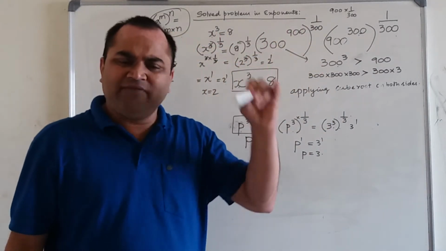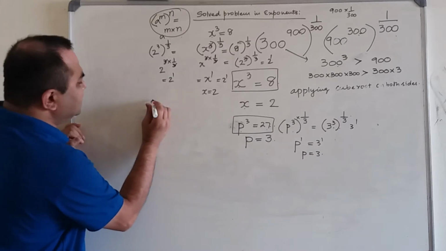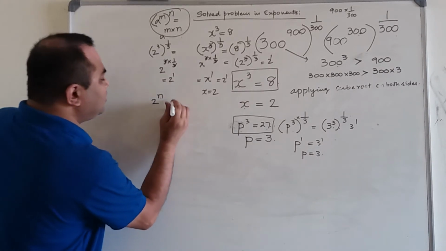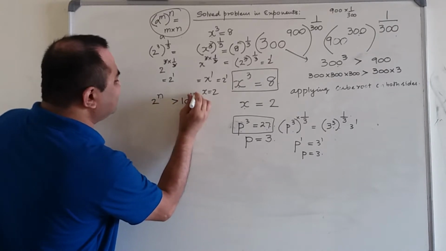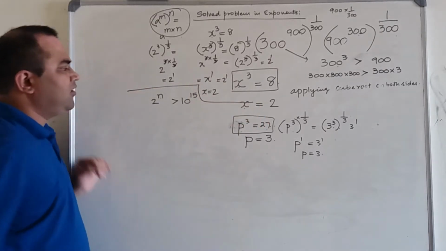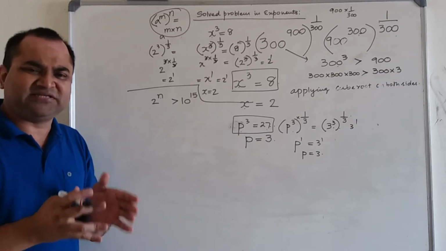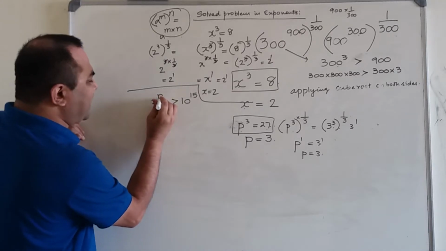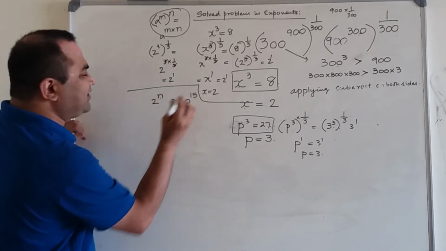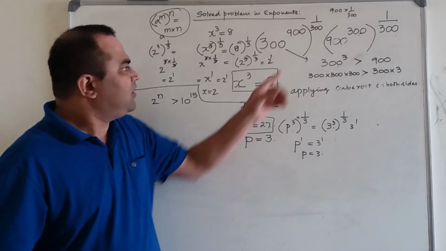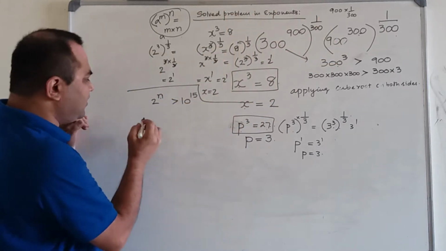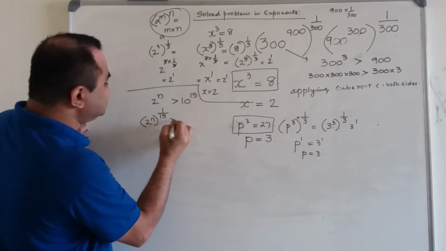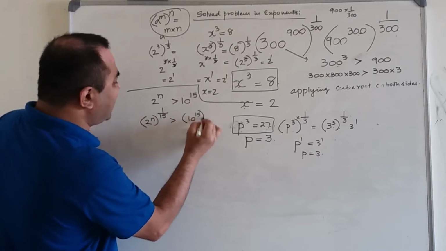Using this method, I will solve another question. I have to find the least value of n such that 2 power n will be greater than 10 power 15. What is the smallest value of n such that this inequality condition will hold? What value of n will satisfy 2 power n is greater than 10 power 15? From the method discussed here, raise both sides to a common power. Now you must guess which common power that should be.